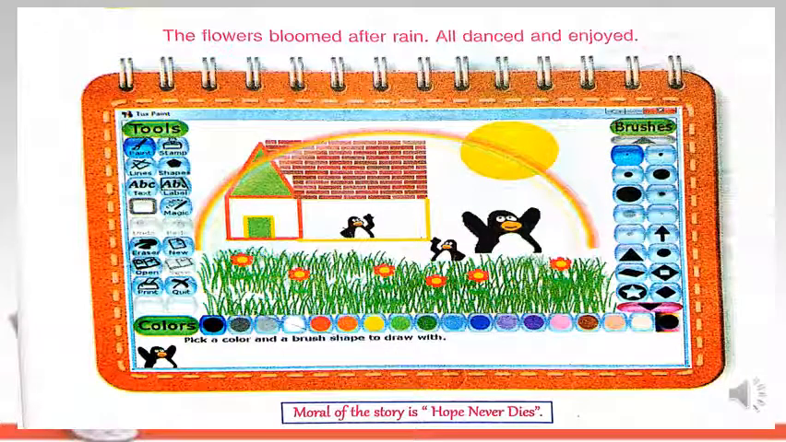Now the flowers bloomed after the rain. All danced and enjoyed. So the moral of the story is hope never dies. So this was a story which is made by using Tux Paint.